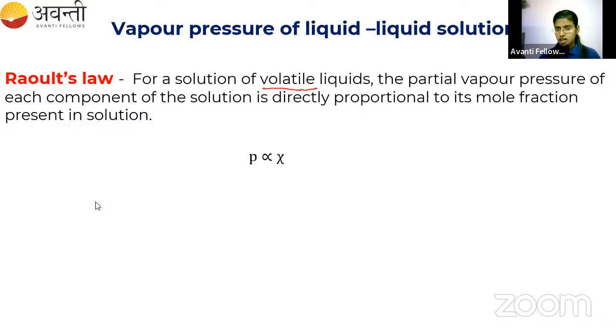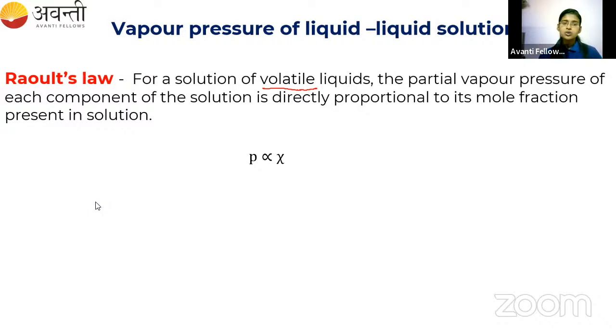But here in Raoult's law, this is same as that of Henry's law, right? In Henry's law also we have studied the same thing, and in Raoult's law also we are studying the same thing. So what is the only difference? Henry's law is for gases and Raoult's law is for liquids. This is the only difference between that law and Raoult's law.